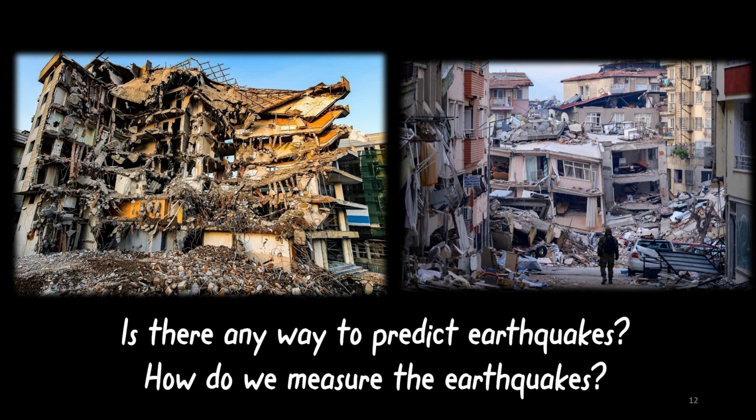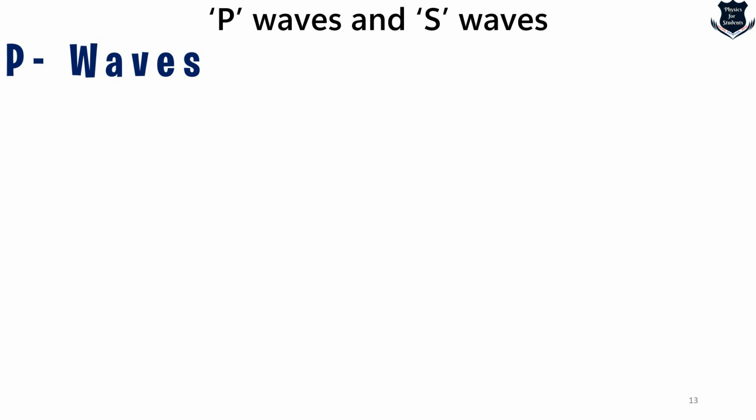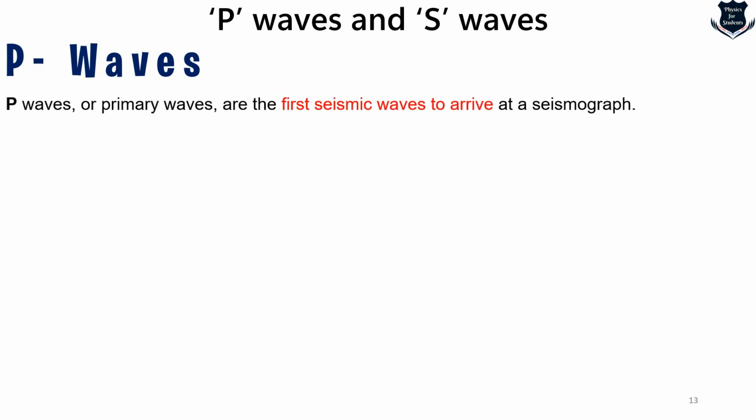How do we measure earthquakes? That is the kind of danger which happened, and somehow the seismic measurement was unable to predict it, or there was a problem. So let us find out how we measure earthquakes. Now there are two concepts. The first one is called the P waves.